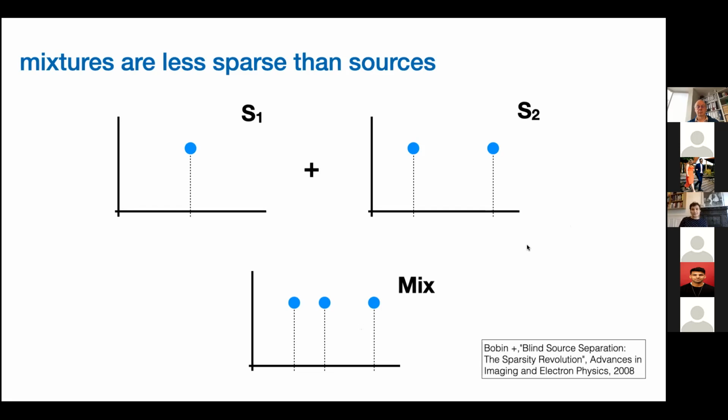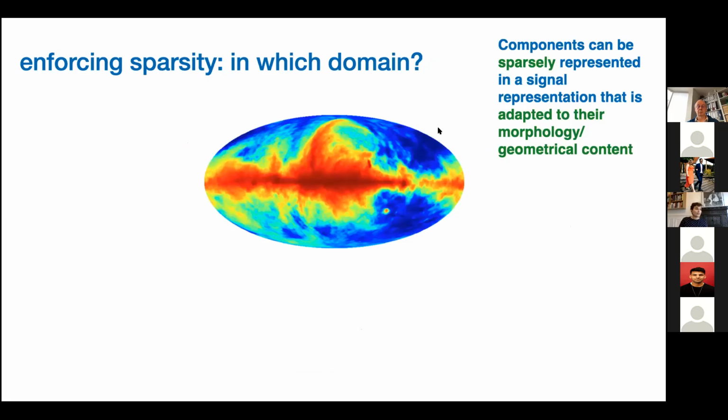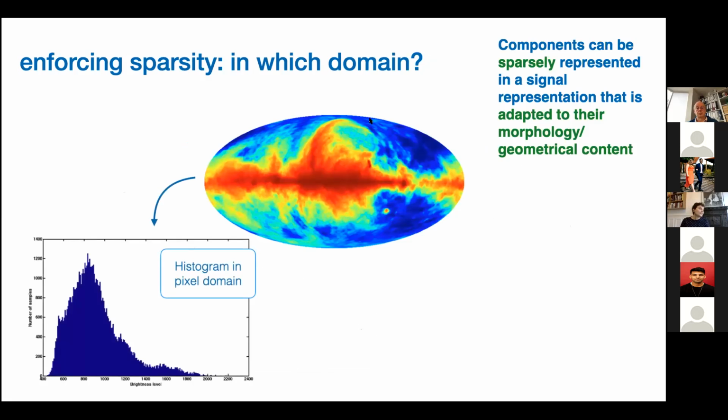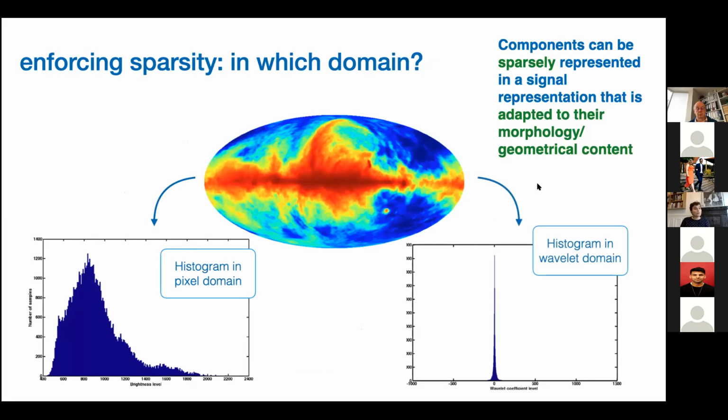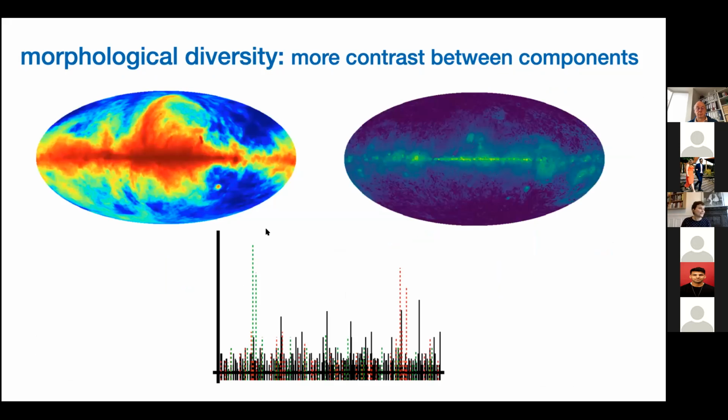So in our context, where are the sources sparse? How do I define a sparse solution for this synchrotron, for instance? So this is how the histogram in pixel space looks for this image. If I move to wavelet domain, this is how it looks. It is much sparser indeed. So this is why we chose to work in wavelets for this problem. And of course, it is more complicated than just a few coefficients making up the mixture. It looks more like this.